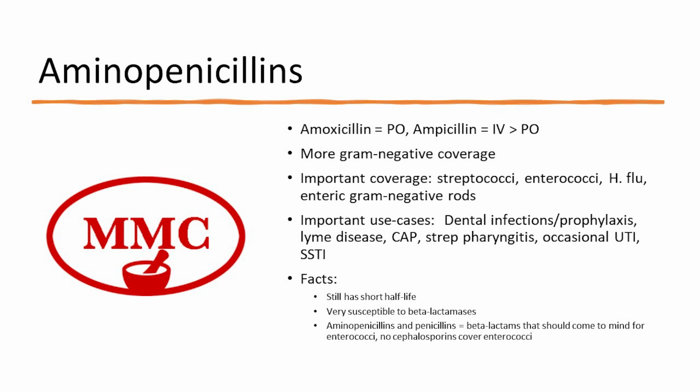So important use cases for this, dental infections and prophylaxis again, but this time they could actually be used for treatment of periodontal infections. They're also used usually second line for Lyme disease, community-acquired pneumonia, again your simple strep pharyngitis, occasional UTIs, and then some skin and soft tissue infections. So some important facts. They still have a pretty short half-life, but they're also very susceptible to beta-lactamases, which is not great, especially in this era of increasing bacterial resistance to antibiotics.